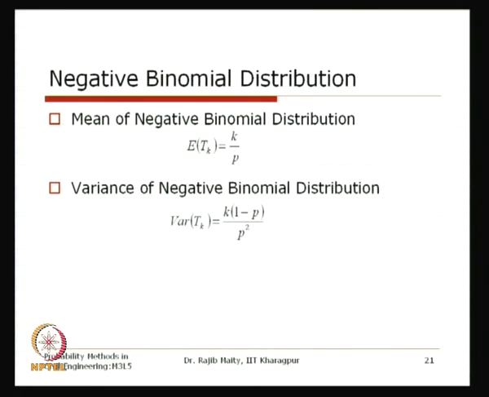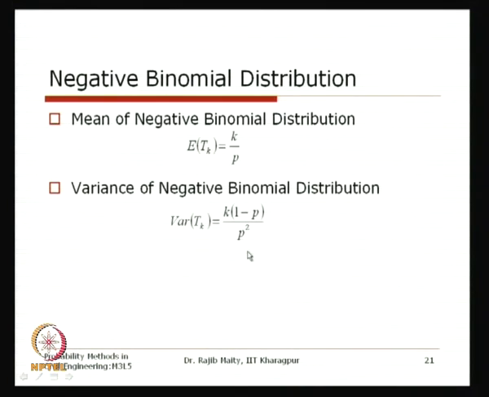Now, whatever distributions we are discussing in this class will be used in the next to next module, where we are talking about different applications to civil engineering problems with that model. So here, the distribution we are talking about is the negative binomial distribution, and its mean and variance are shown.